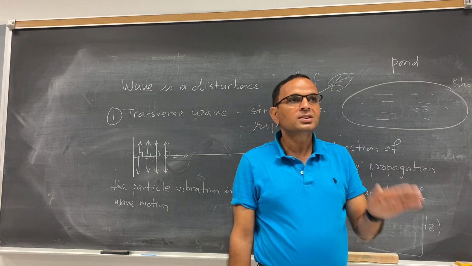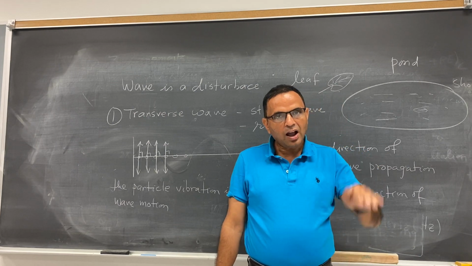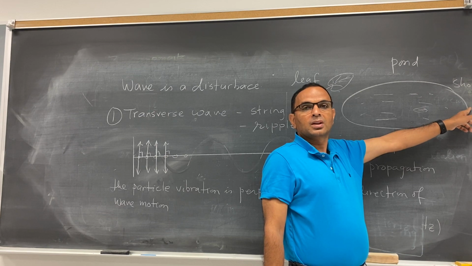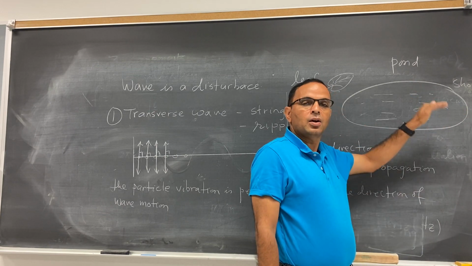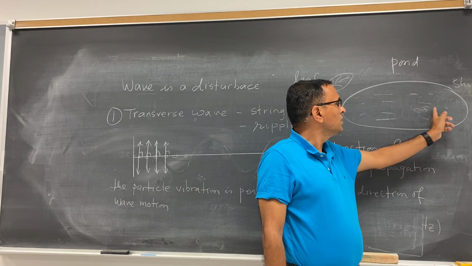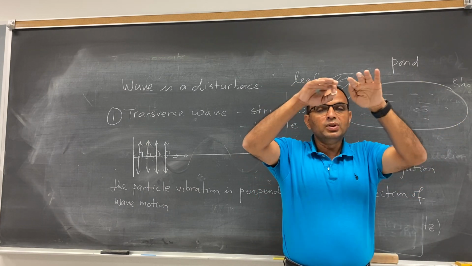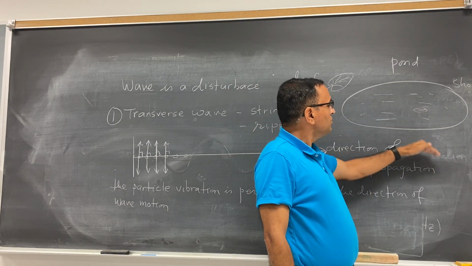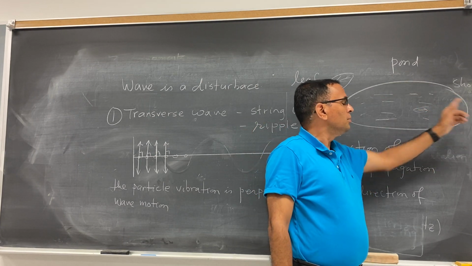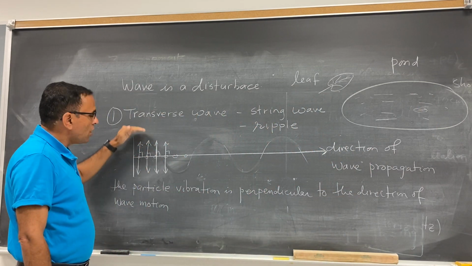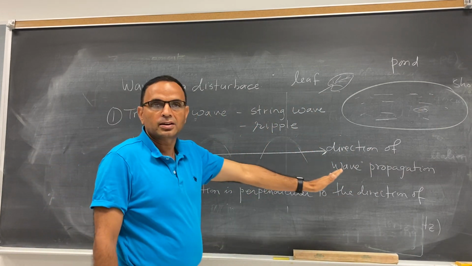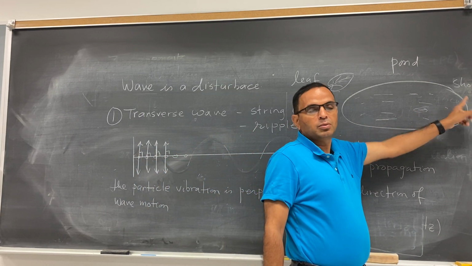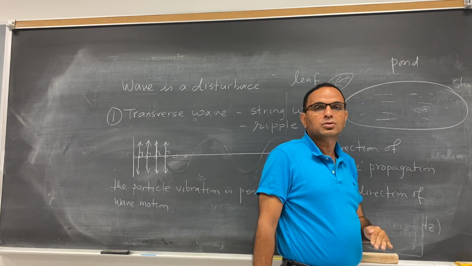No. What you see is the leaf is moving up and down only, but it never reaches the shore, because it vibrates up and down, but it never moves from here to there if there is no wind. If there is a strong wind, that is different. So the leaf moves up and down, but it never reaches the shore. Because the particles vibrate up and down, only the wave propagates. Here the ripple, the wave, goes to the shore, but the leaf stays there, just vibrating up and down. So this is the transverse wave.